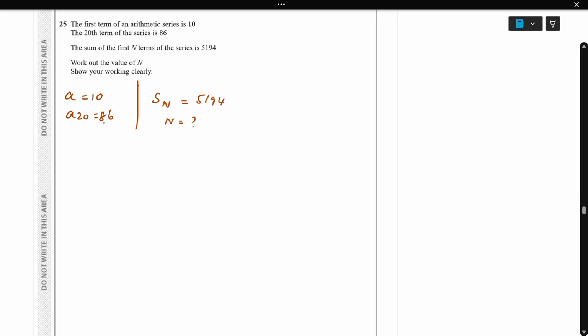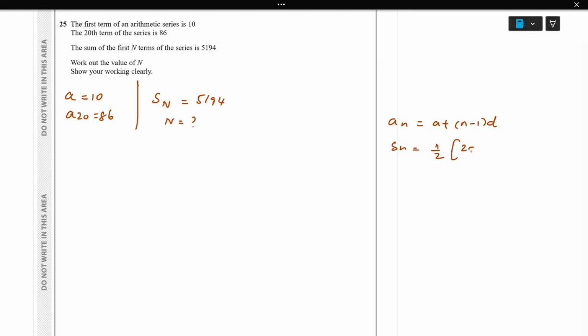Here, the first term we know, so I'll expand a20. As we know both formulas: an equals a plus n minus 1 into d, this is the term formula, and Sn equals n by 2 into 2a plus n minus 1 into d, this is the sum of n terms formula. First I'll use the term formula. So a20 equals a plus 19d. a20 is given, which is 86, equals a, which we already know is 10, plus 19d.